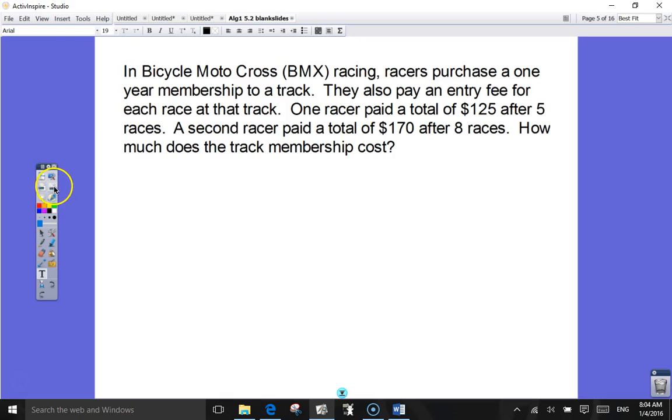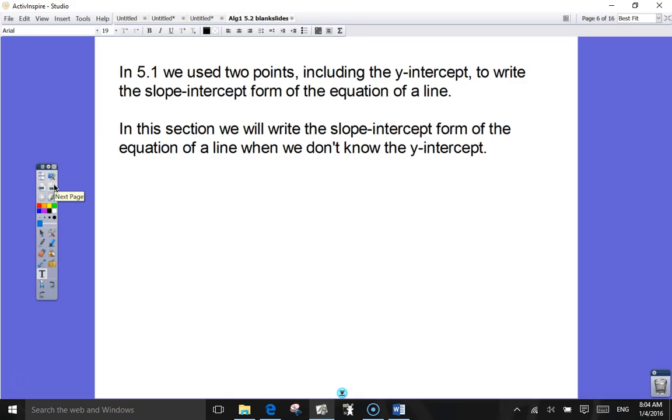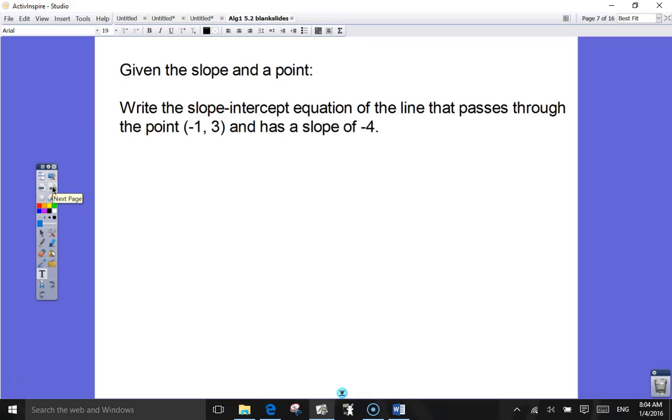And so we did that. We're going to do it again. There's not really many ways we deal with this, but the first way is if you're given the slope and a point, then you ought to be able to come up with the equation of a line that passes through the point using only y equals mx plus b. In this case it says write the slope-intercept equation of a line that passes through the point -1, 3, and has a slope of -4.